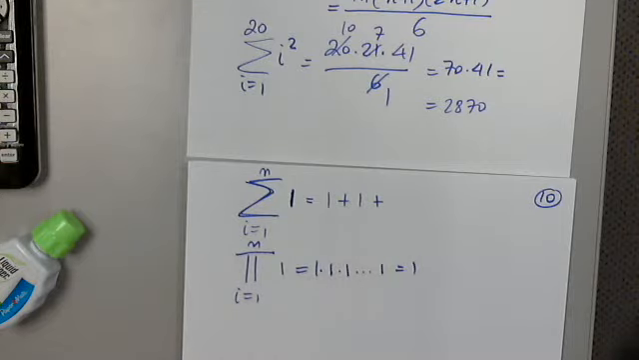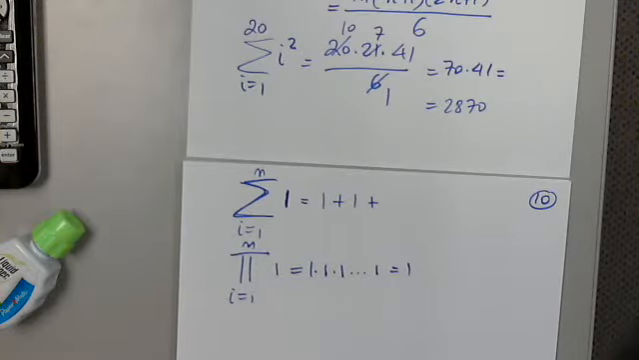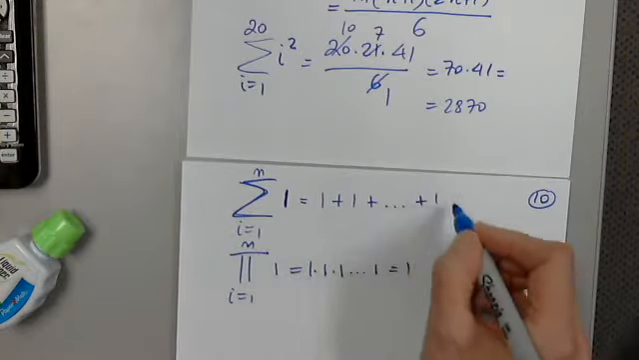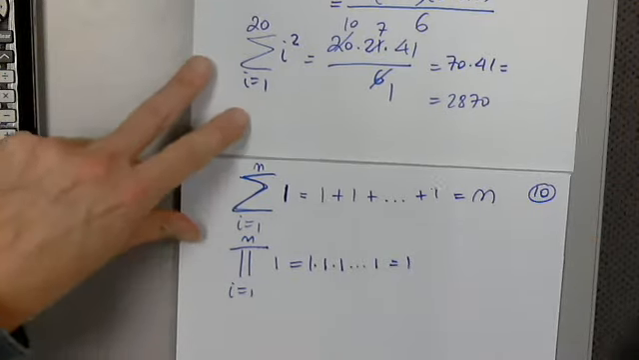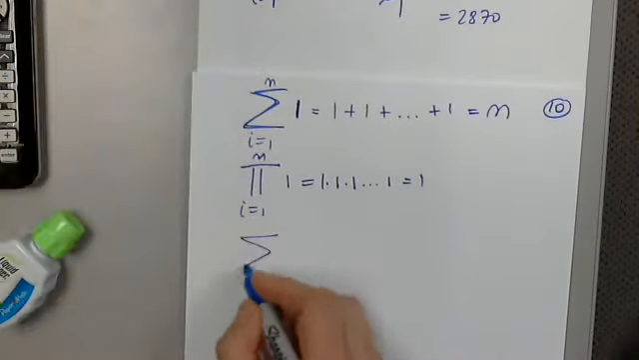So what is it called? Pi. Big pi. What does this equal to? n times 1. Exactly, n. Perfect.